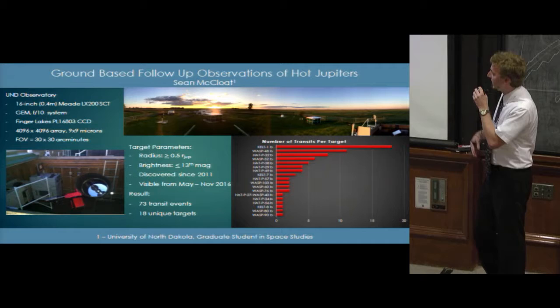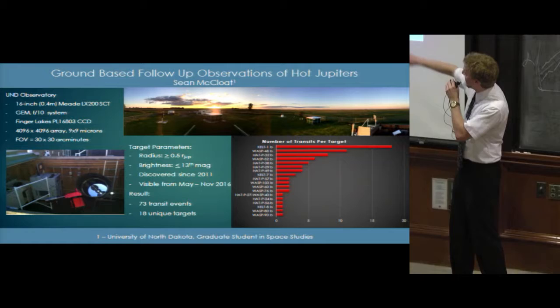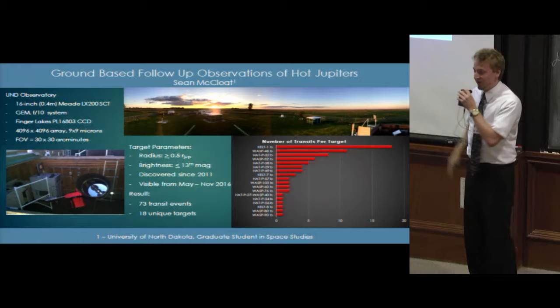And this is a histogram of the names of the planets I'll be observing, or the transits I'll be observing. There's also a nice pano of our observatory on the prairie out there. It's pretty nice. Next slide, please.